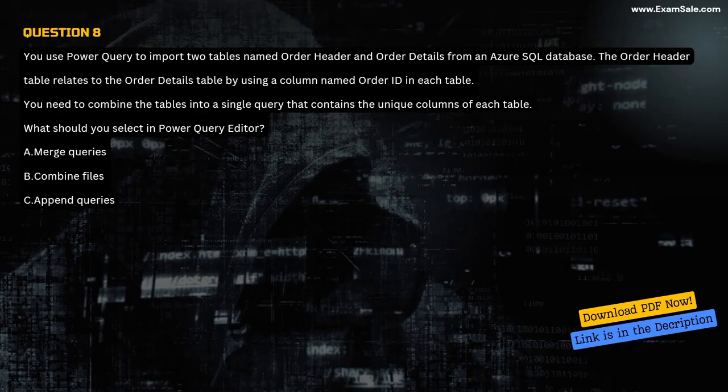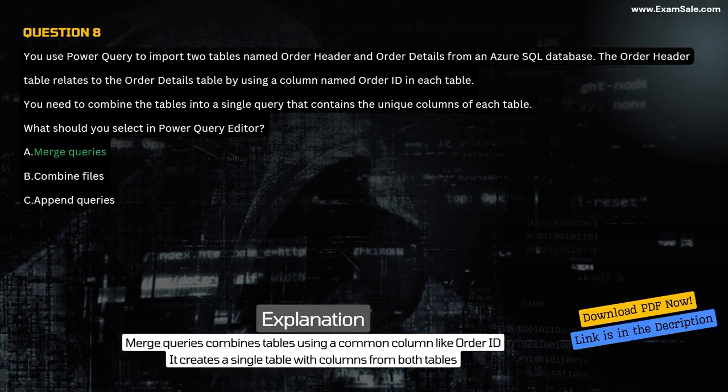A. Merge queries. B. Combine files. C. Append queries. Correct answer: A. Merge queries. Explanation. Merge queries combines tables using a common column like Order ID. It creates a single table with columns from both tables.